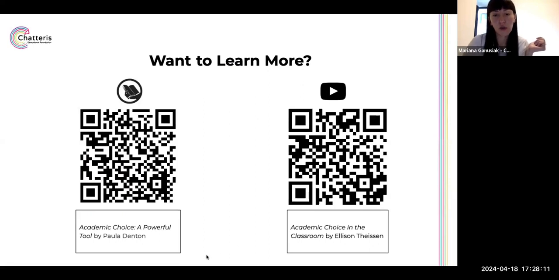All right, and if you want to learn more about the responsive classroom approach, or specifically about the academic choice strategy, you can read an article if you prefer reading, or you can watch a short video about academic choice in the classroom. So you can scan these QR codes right now or later when we share the slides with you to learn a little bit more about the strategy.